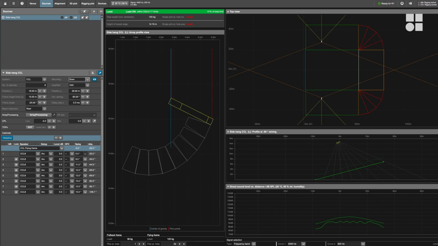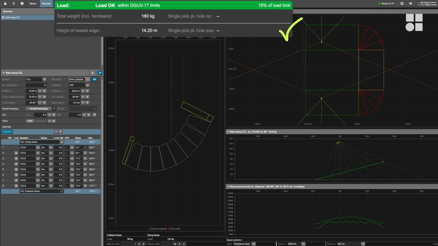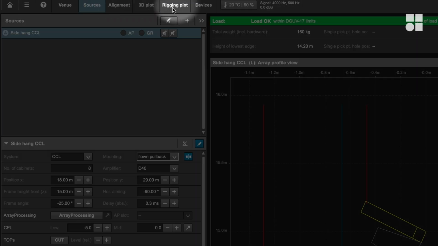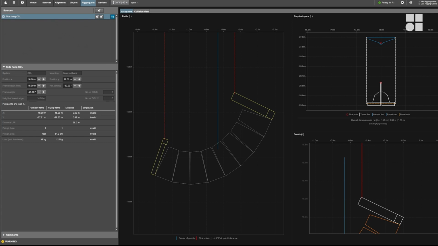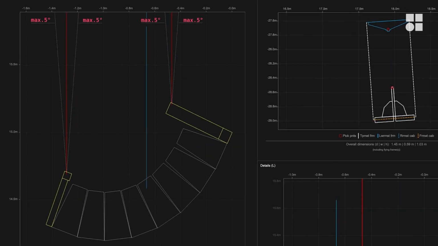The pullback frame may only be used if Array Calc is set to pullback and the load calculation shows green. In pullback mode, this is the only allowed pick point on the flying frame. Also, the direction of pull must be within 5 degrees of vertical.